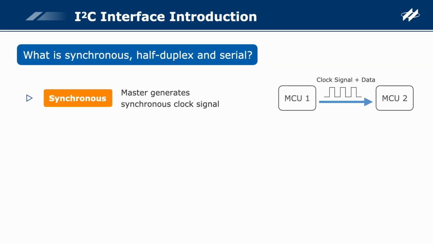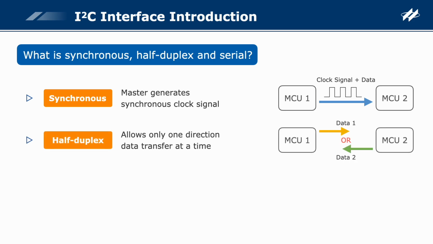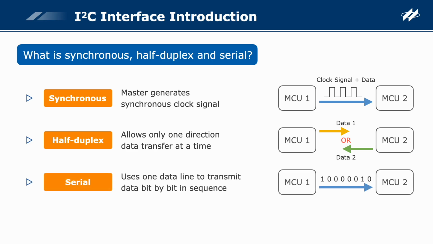Synchronous means the clock signals of the transmitter and the receiver must be the same, with the master providing the clock to the slave. Half-duplex means to allow only one direction data transfer at a time. And serial means to use one data line to transmit data bit by bit in sequence.